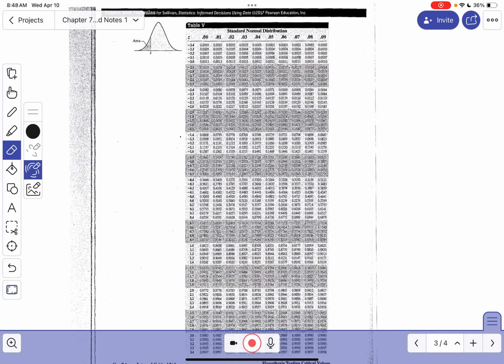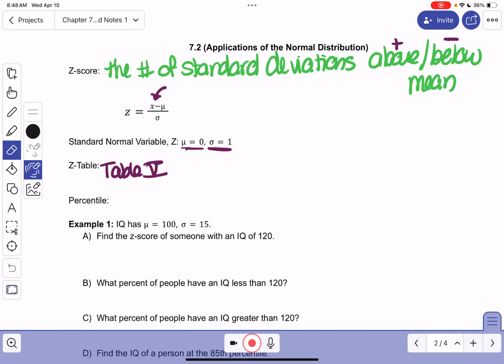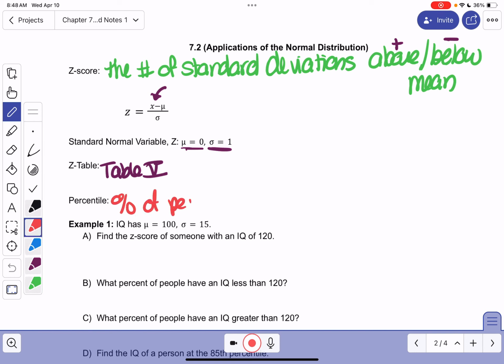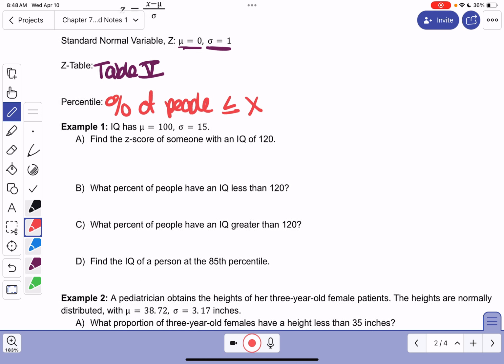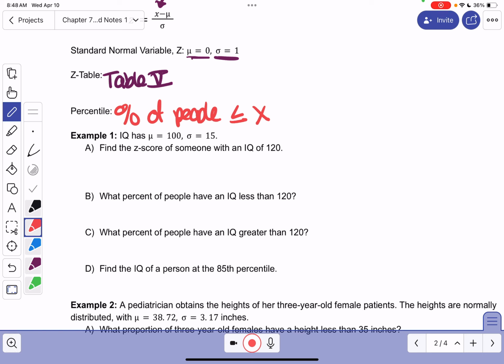Now let's actually look at how we use it. All right. Oh, percentile. Whenever you're seeing the percentile, it's the percent of people less than or equal to that number. So the 20th percentile is saying 20% is to the left. All right, IQ has a mean of 100 and a standard deviation of 15. Find the z-score of someone with an IQ of 120.